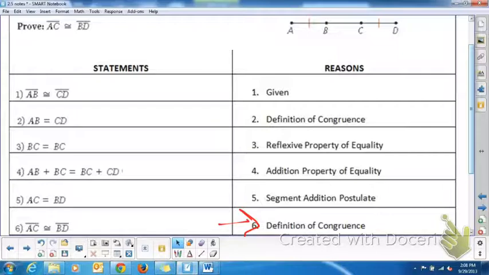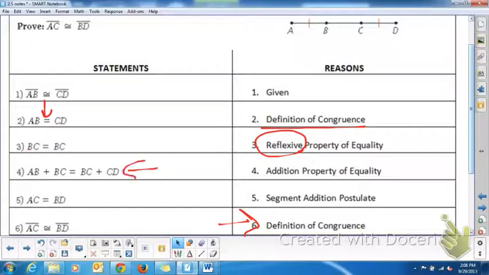So again, let's take a look at our proof. Step 1 we knew because it was given to us: AB was congruent to CD. We knew if they were congruent, then they were equal, because that's the definition of congruence. Then we said BC is equal to itself. That's the reflexive property of equality. In step 2, we said AB was equal to CD. In step 3, we said BC was equal to itself.